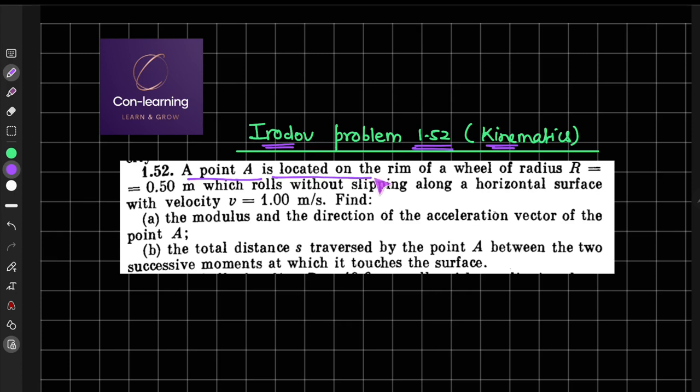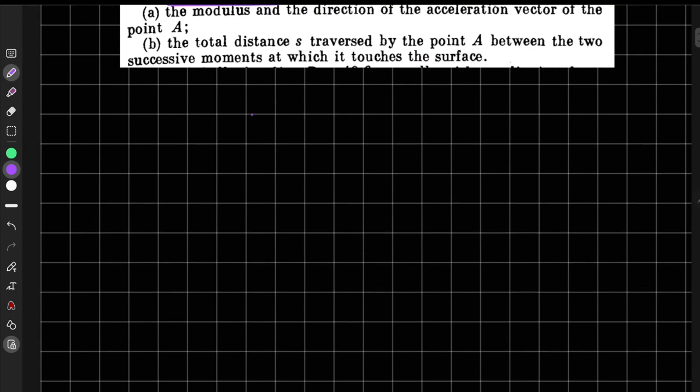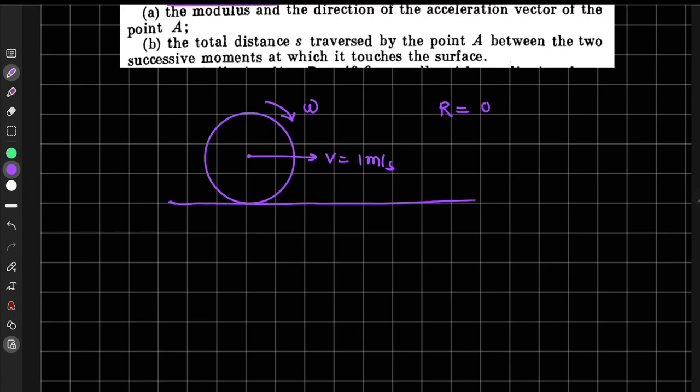A point A is located on the rim of a wheel of radius r equal to 0.5 meter, which rolls without slipping along a horizontal surface with a velocity of 1 meter per second. So let us say we have the wheel rolling on the surface with velocity v equal to 1 meter per second, and it is also rotating with an angular velocity, let us say, omega. The radius of the wheel is given as 0.5 meter and it is rolling without slipping. Let us first understand the meaning of this.